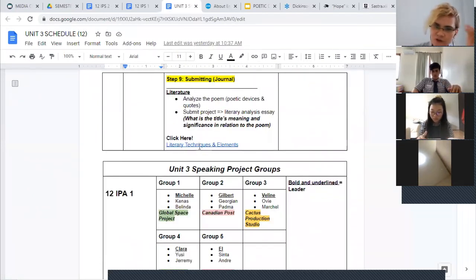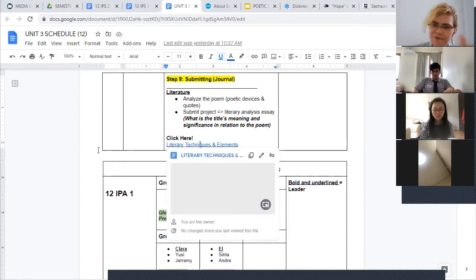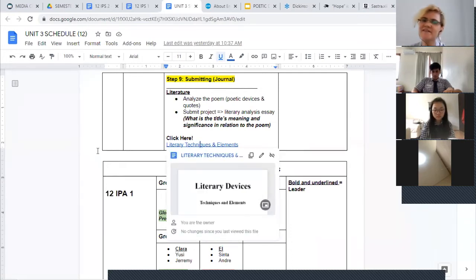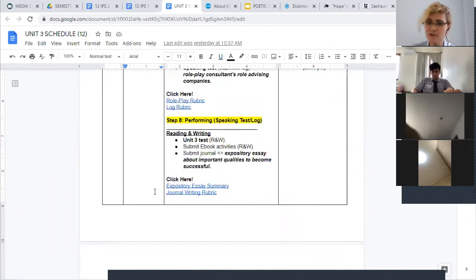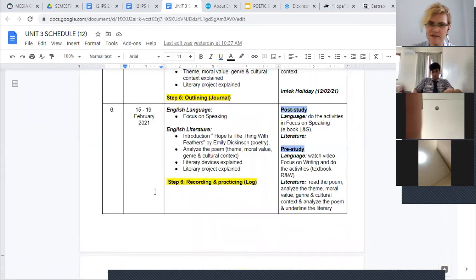And here also, if you go down a little bit on the schedule, you see literary techniques and elements. This is the material that explains the techniques and the elements of literature. So that is important for you to look at as well. And that is here and below. It's all in your unit schedule. You can just access it.